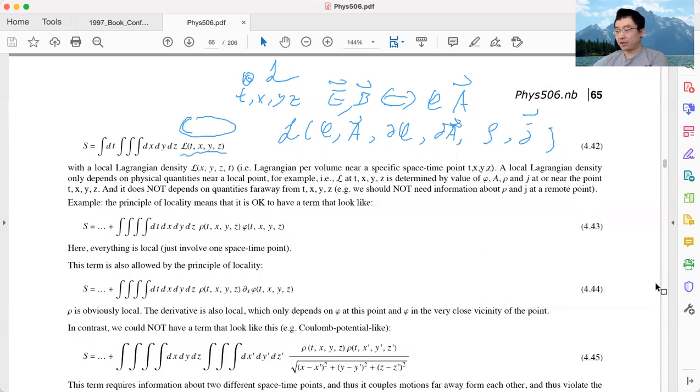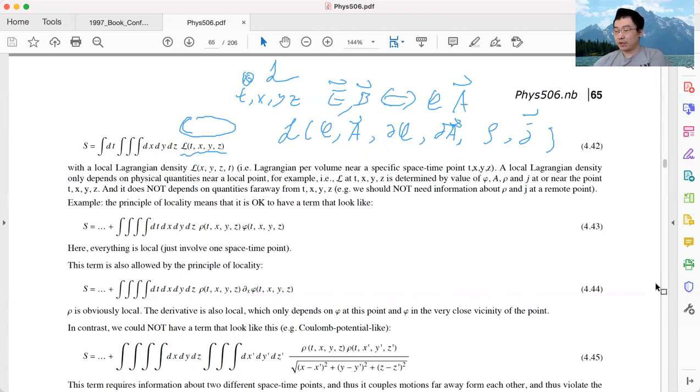Okay. So let me give one more comment about this principle of locality. I told you this principle of locality allows us to have this type of structure. And what does the principle of locality prohibit us from writing down?